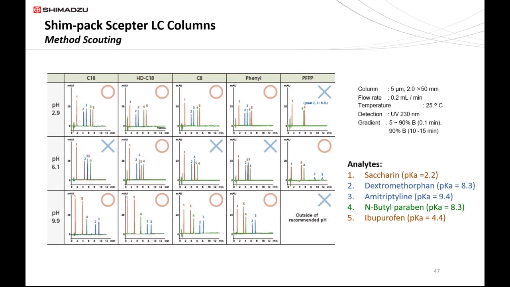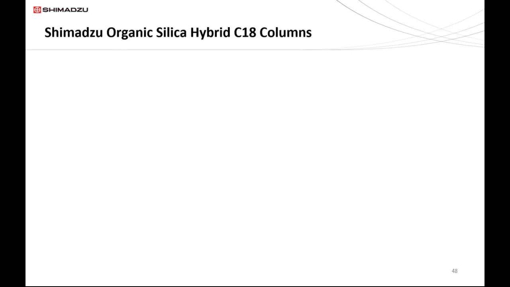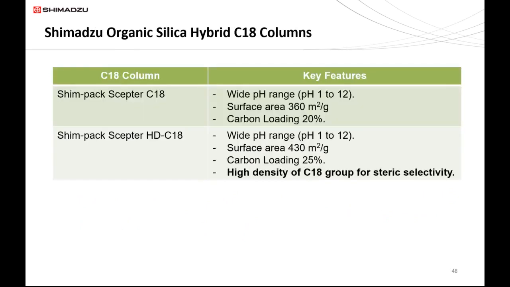As we are focusing on C18 columns, you may have noticed that our SHIMPAC scatter series have two different types of C18 columns. So what are the differences between them? The main difference is the density of C18 groups that are bonded. Both of them have a wide pH range of 1 to 12. However, the SHIMPAC scatter HD-C18 has a higher surface area and carbon loading due to the higher density of C18 groups. Also, because of the high density of C18 groups on the SHIMPAC scatter HD-C18 column, it also provides steric selectivity.